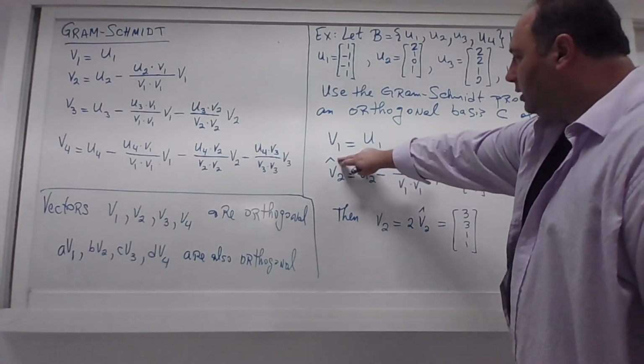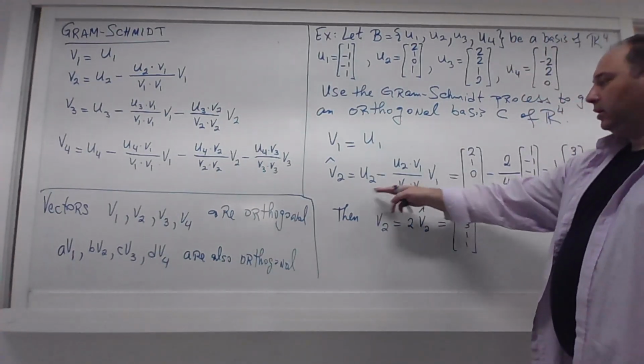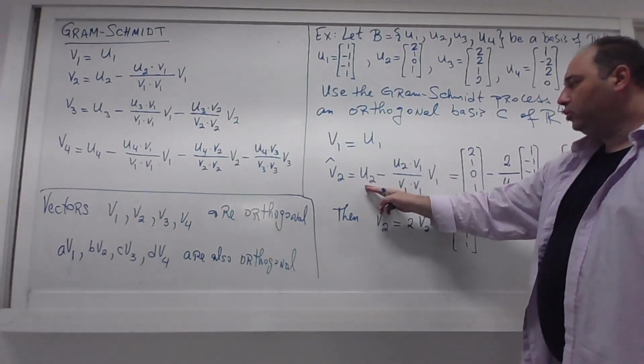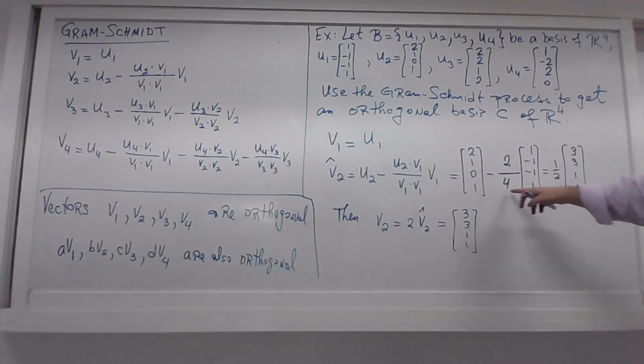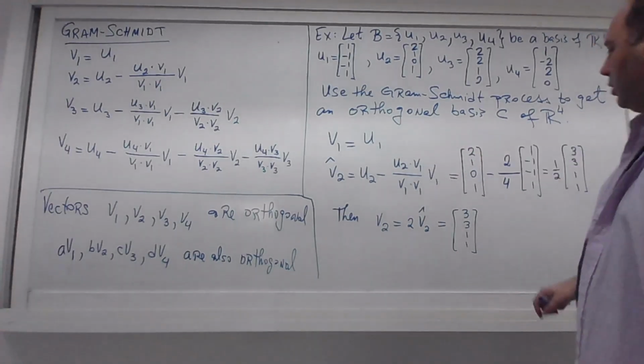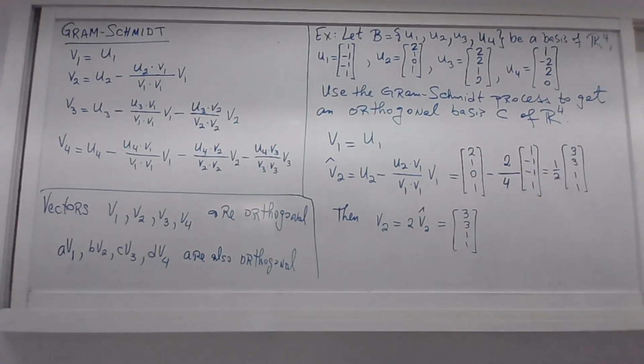So for v2 hat, with a little hat, like a Chinese house, u2 again, v2 hat is u2 minus u2 projected on v1. So I just copy u2. So the dot product u2 v1 is 2. Dot product v1 v1, you compute, you get 4. And then v1 is here. So I do the algebra and I get this. So I have 1 over 2 times this vector. Obviously you could have 3 over 2, 3 over 2, 1 over 2, 1 over 2. So you'll have a fraction in each single component. So that's not so nice.